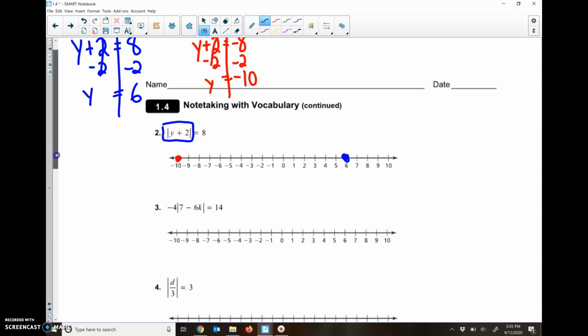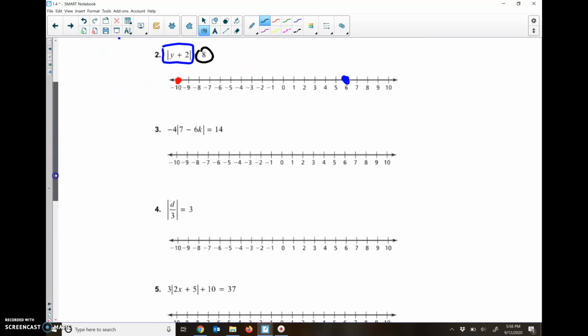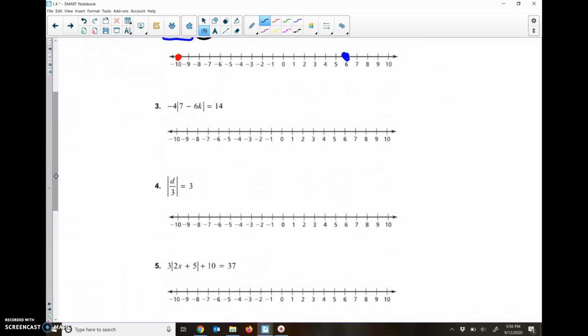So this is one where we would have two solutions because we can turn 8 into a positive 8 and a negative 8. The first one that we did, we can't turn 0 into a positive 0 and a negative 0, so that doesn't work.